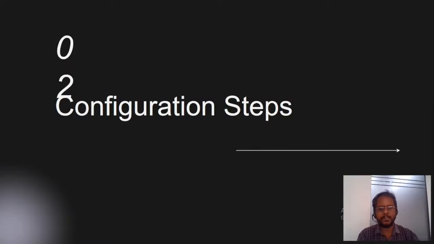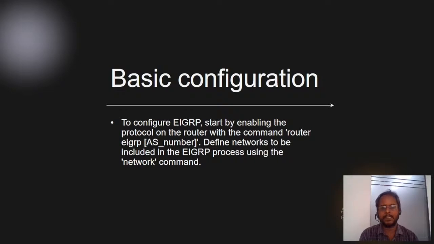So what are the configuration steps of EIGRP? To configure EIGRP, you can start by enabling the protocol on the router with the command router eigrp, and then you have to provide the AS number, the autonomous system number. It should be the same in all the routers. It cannot be different because it is not like the process ID in case of OSPF. It is the AS number. All the routers are in the same AS.